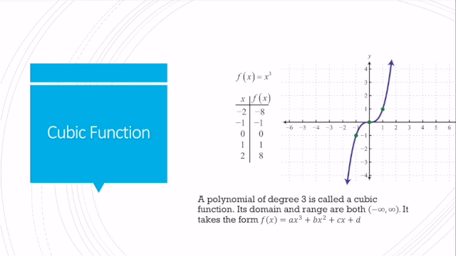The next type of function is a cubic function. It's a degree 3 equation. Sorry, a degree 3 polynomial. It's a function because it passes the vertical line test, and its domain and range are both negative infinity to positive infinity. This is because if I was to cube a negative number, like negative 3 cubed, I'm going to get a negative number back because 2 negatives make a positive, but that third negative makes it negative again. So here's a cubic function, which is another example of a polynomial.